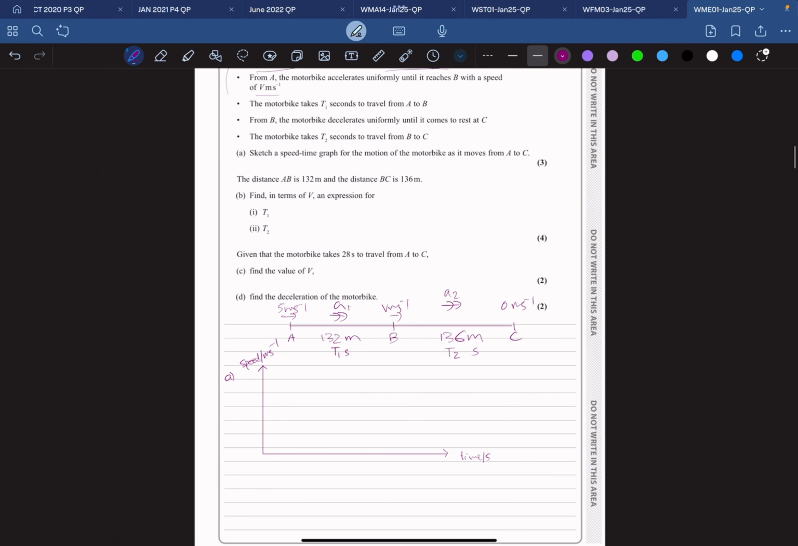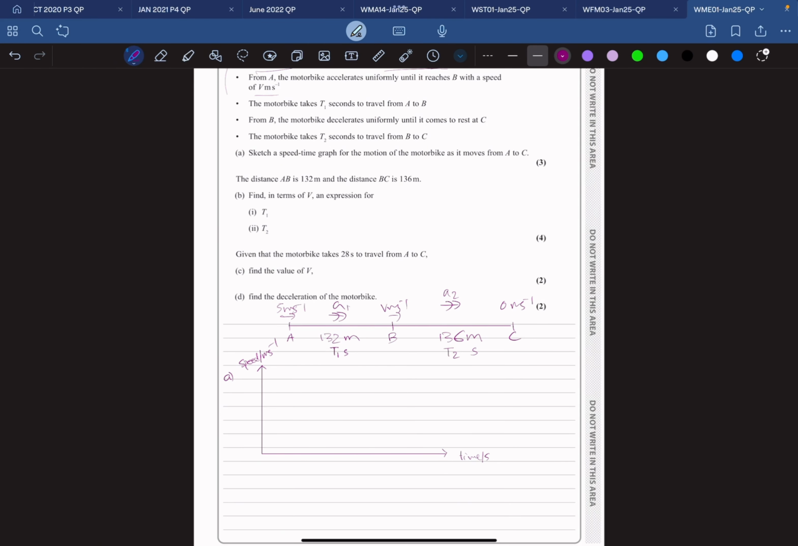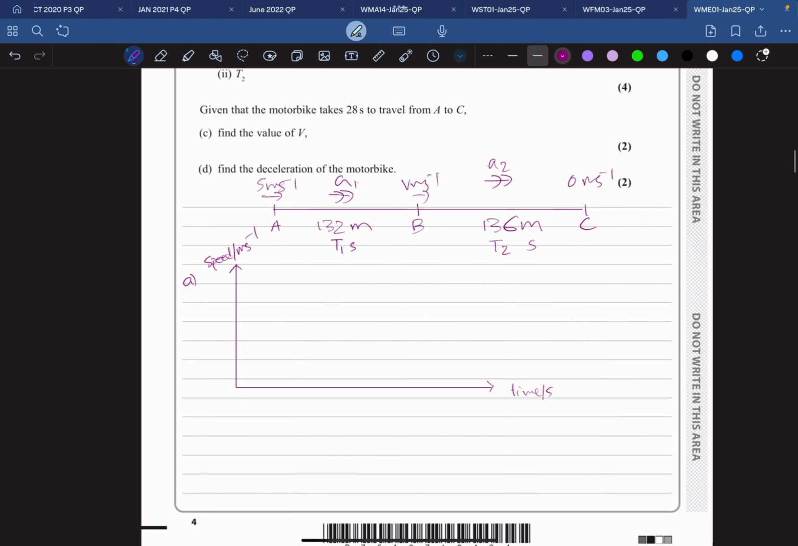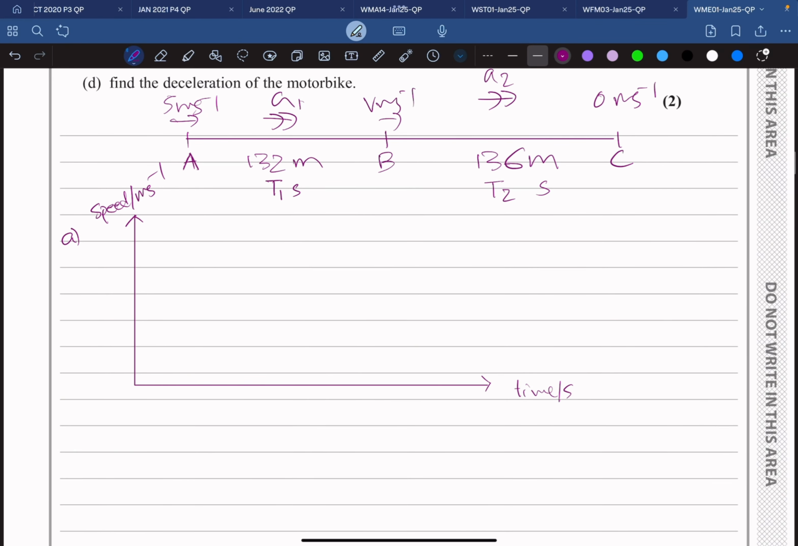Now sketch a speed time graph for the motion of the motorbike as it moves from A to C. So we know that at A, at the initial time t equals 0, this is the time axis, here's time 0, and at that point the speed is already 5. We're not starting from rest, we're starting at 5 meters per second. So essentially, you could argue, how can a motorbike not start from rest?